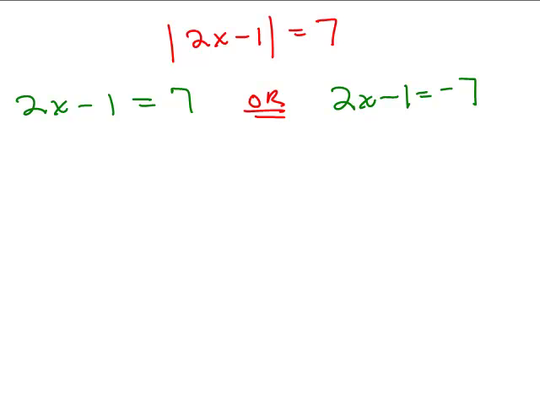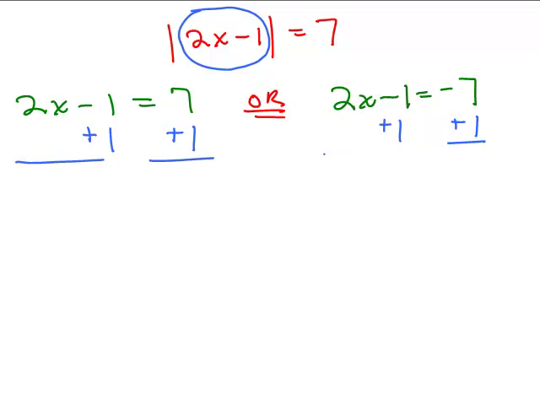So here's the problem again. Solve the absolute value of 2x minus 1 equal to 7. And we separate this into two separate equations. You take what's in the absolute value, which is 2x minus 1, it can either equal 7 or negative 7. So now we just solve each of these equations, and we're going to have to add 1 to both sides of both equations. So I have 2x equals 8, and then if we divide both sides by 2, we get x equals 4.